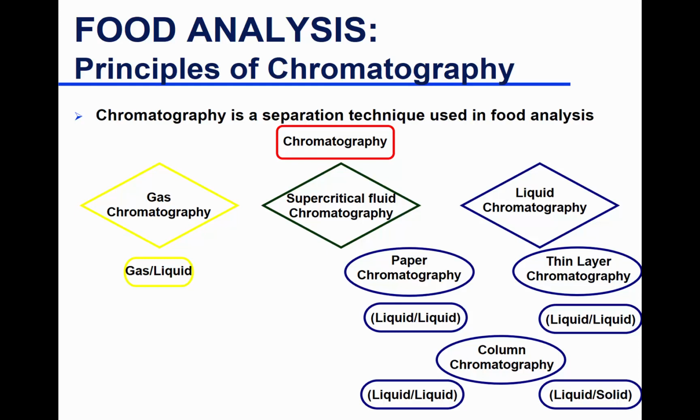Column chromatography can either be liquid-liquid, that's partition chromatography specifically. When you have liquid-liquid, that's called partition chromatography. And then the column could be packed with a solid matter that interacts with your components, so it would be a liquid mobile phase and a solid stationary phase.